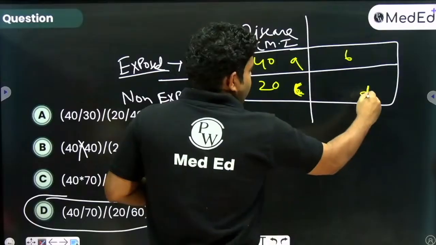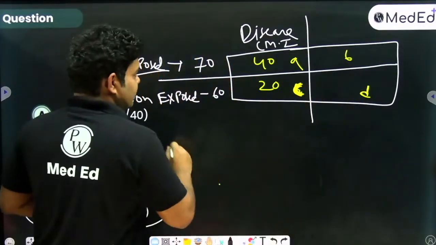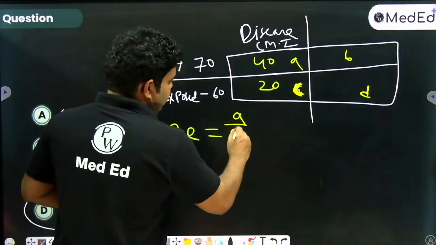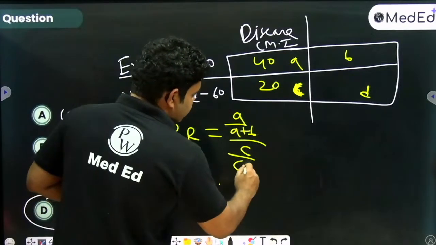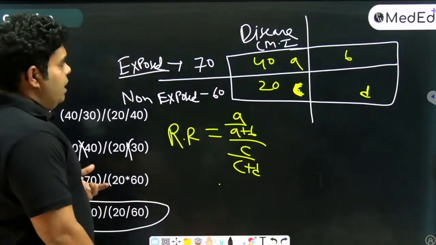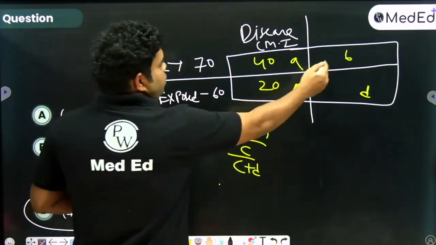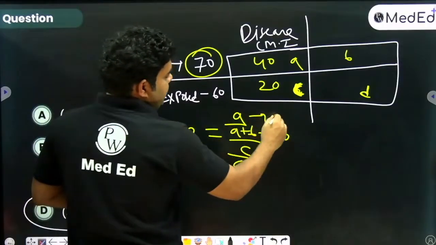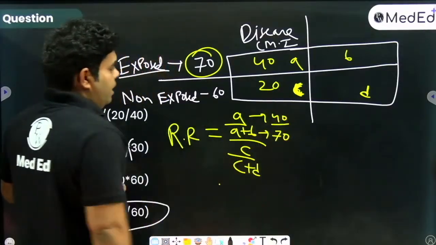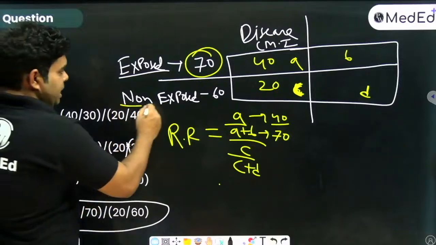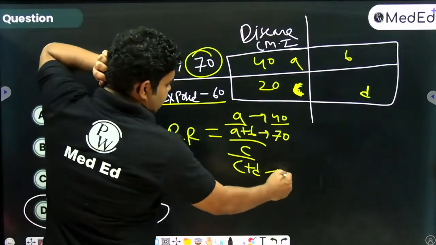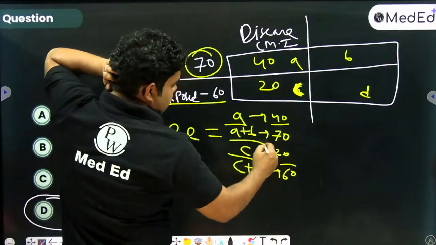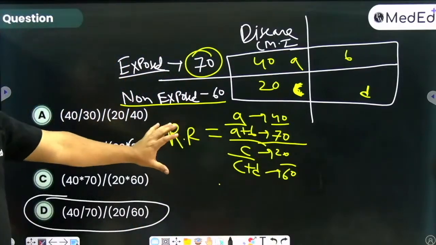Right? So when we write the formula of relative risk, it is A by A plus B divided by C plus D. What is this A plus B here? You can see A plus B is 70, so we will write 70 here. What is A? 40. 40 by 70. And what is C plus D here? How many are non-exposed? C plus D. Non-exposed are 60. And how many have the heart attack? 20. So 20 by 60 will come in the denominator, 40 by 70 in the numerator.